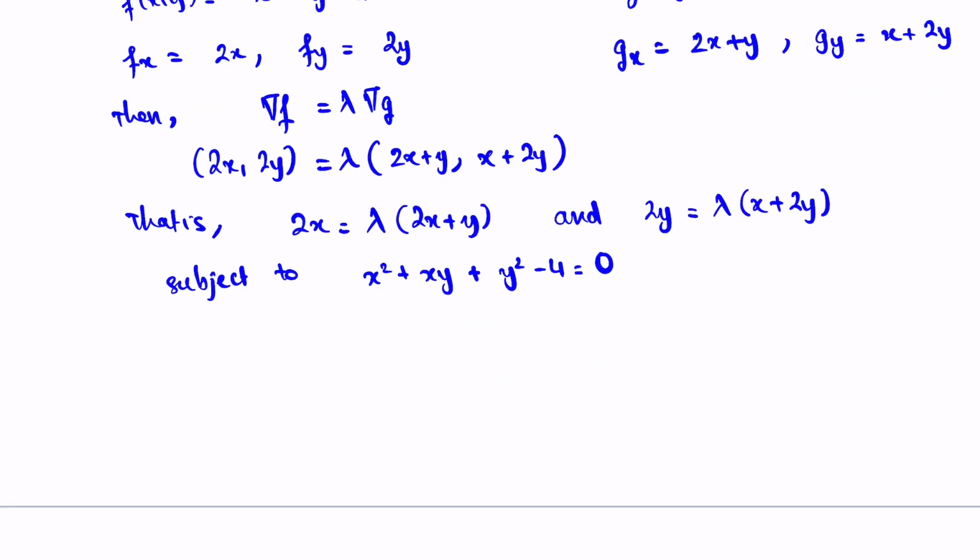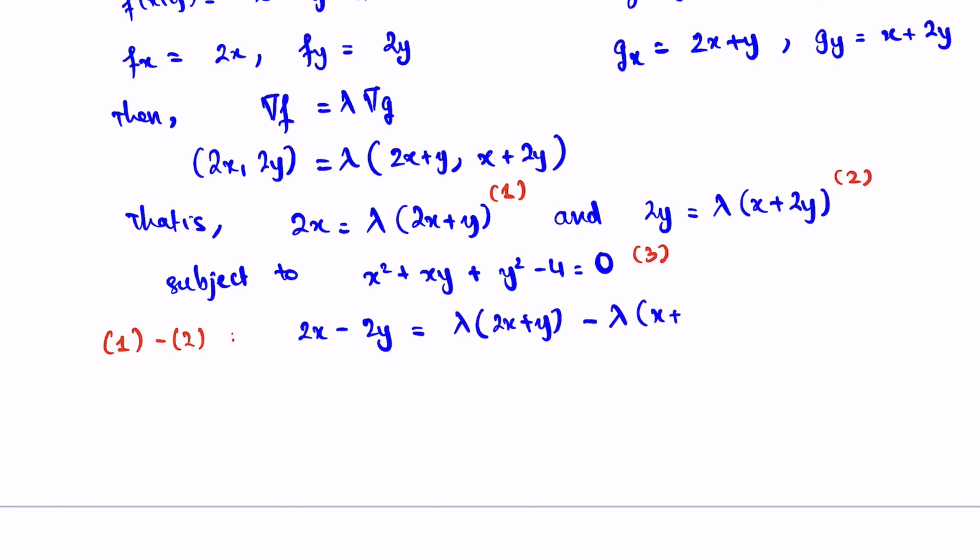So I'm going to call this equation 1. This is equation 2, and this is equation 3. Now what you do is I'm going to do 1 subtract 2, and this leads me to 2x minus 2y equal to lambda times (2x plus y) minus lambda times (x plus 2y).